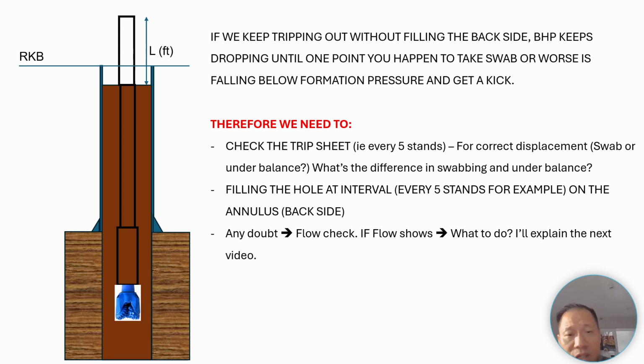The best practice is to check your trip sheet for correct displacement every 5 stands, and then fill in on the backside, on the annulus, every 5 stands to ensure that the hole is full. If you have any doubt about the displacement, you do a flow check. And if the flow shows positive, what are you going to do? All those questions will be covered in the next video.